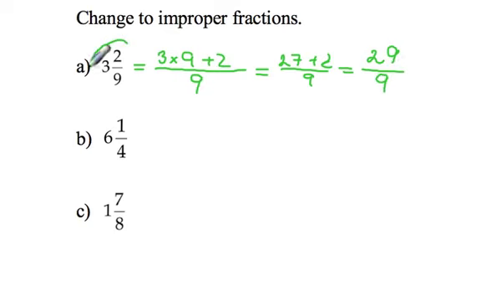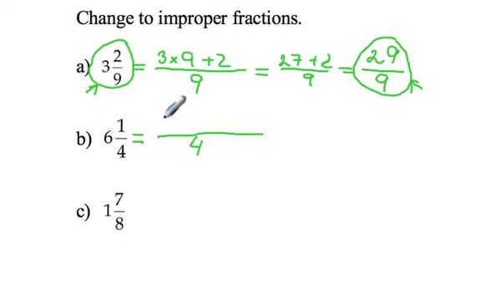So this number is equivalent with this number. They are just expressed differently. Here we have a mixed number, and here we have improper fraction. Question B. Similarly, the denominator stays the same. We are going to multiply 6 times 4 plus 1, and that equals 24 plus 1, so 25 fourths.